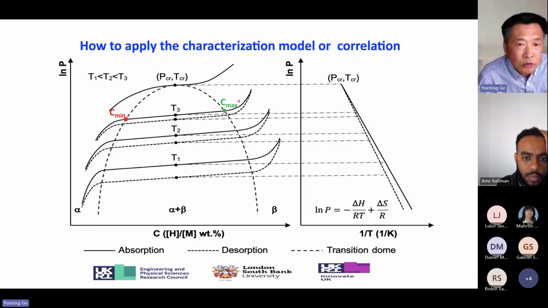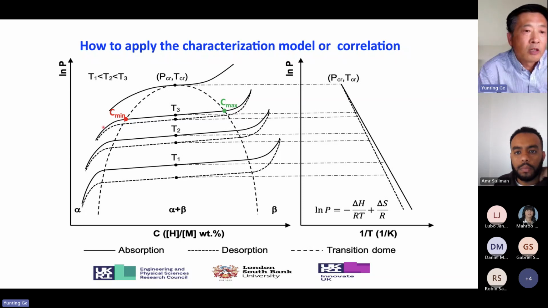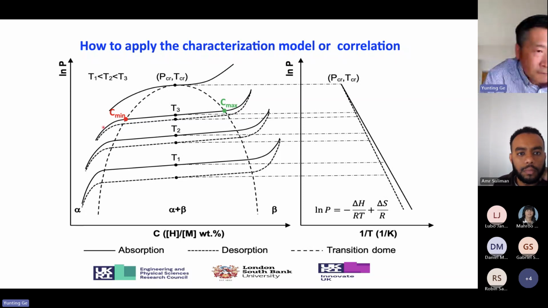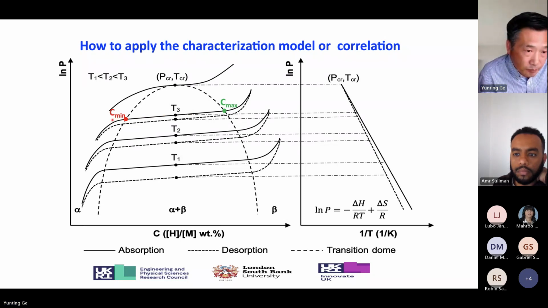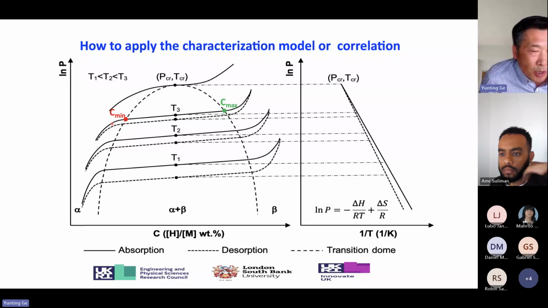One for each isotherm line. So for example, if the concentration is less than this C minimum, we can use two formulas to calculate the pressure. You can use the formula for the alpha region and also the alpha plus beta region, and just compare these two values. Then you select the minimum value of the two calculations.